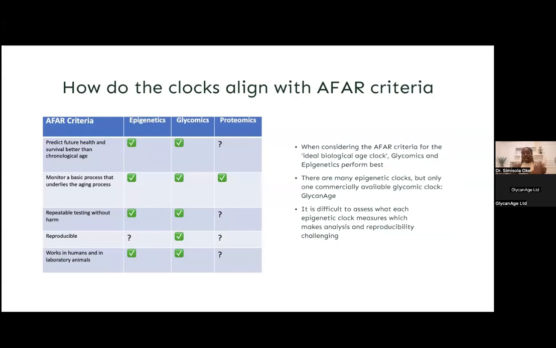So what we know is that epigenetics and glycomics are probably the two that fulfill these criteria best. Proteomics is still a question mark on a lot of those things, mainly because there aren't any commercially available ones. But as research happens in these areas, I do think we will see an improvement. And when it comes to epigenetics and reproducibility, as mentioned, this is a challenge because there are so many different epigenetic clocks, which are based on different areas of the genome. So it's very hard to definitively say it's reproducible because the algorithms can change. This is why I've put a question mark on the reproducibility of epigenetics.